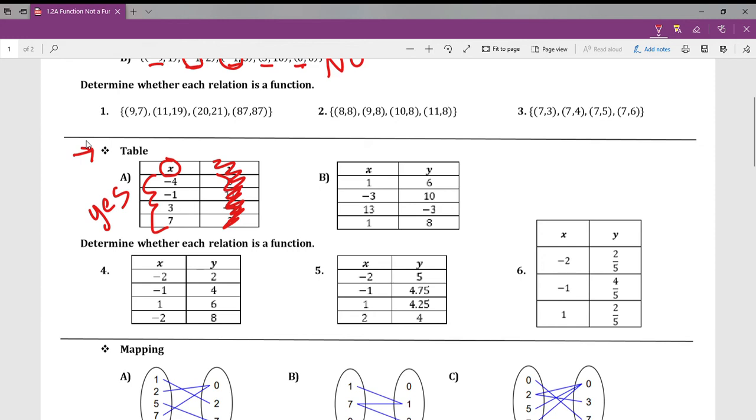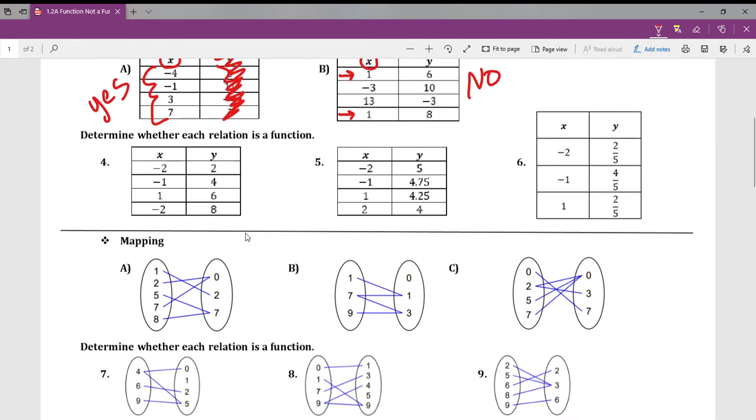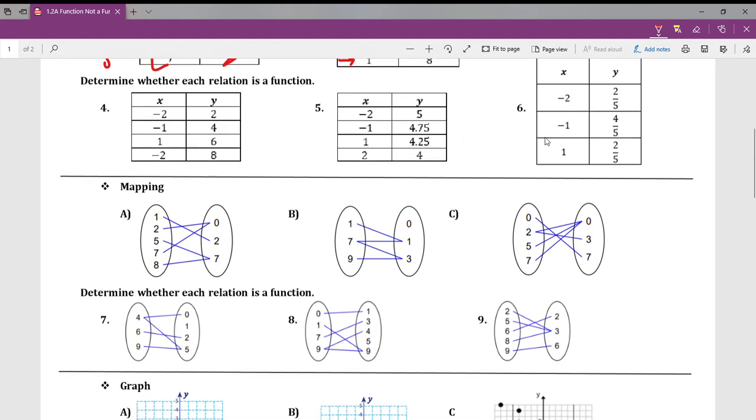When I come over here to example B, again, only looking at those x values, I see that 1 repeats. So are they all different? No. So no, it's not a function. You can do 4, 5, and 6 on your own.